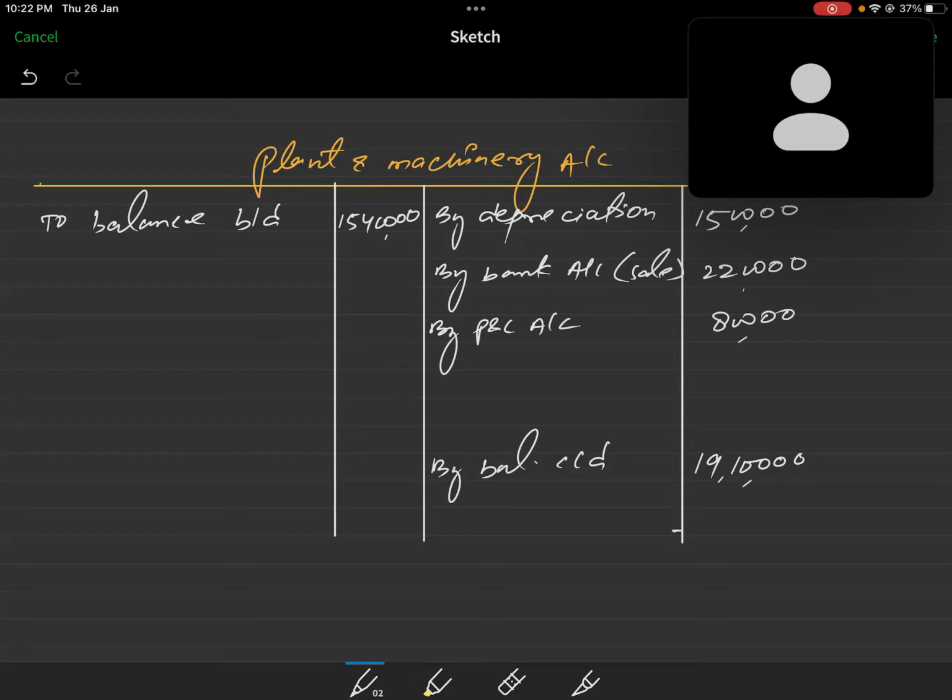So now we can simply total it. And you can clearly see the credit side is much higher than the debit side. Totaling the credit side, we will be getting 19,10 and 150, 220 and 80,000. So this will be 23,60,000.